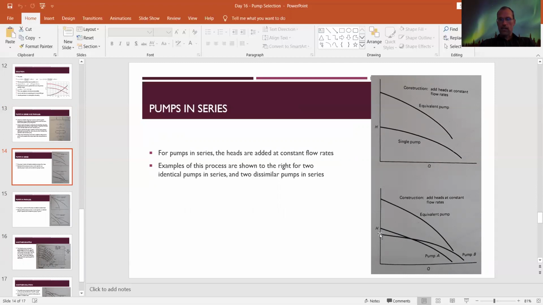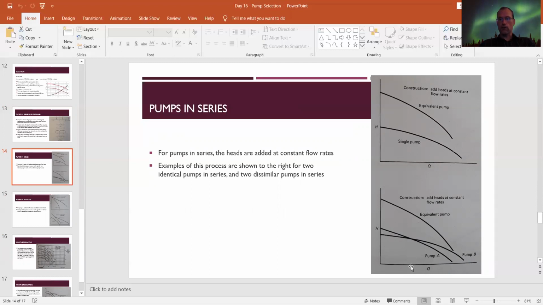Pump A has a head given by this number here. Pump B has a number given by that value there. If I take these two head values and add them together, that's going to be my head for my equivalent pump, so A plus B together in series. I just take my two head values, add them together, and that works at any flow rate.